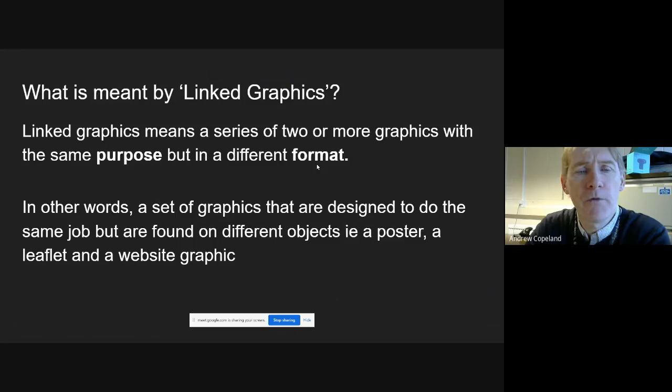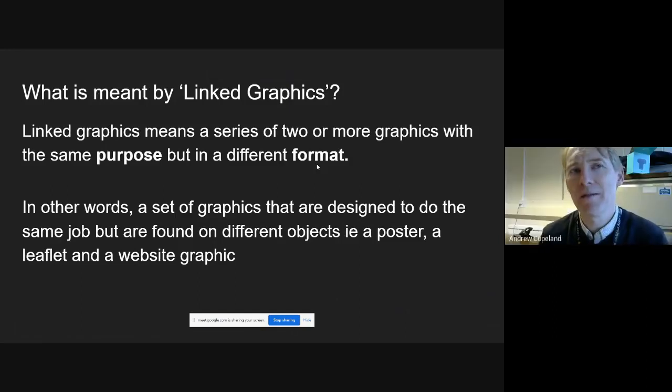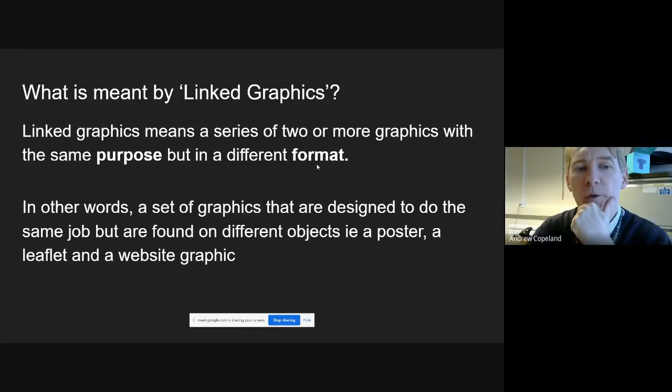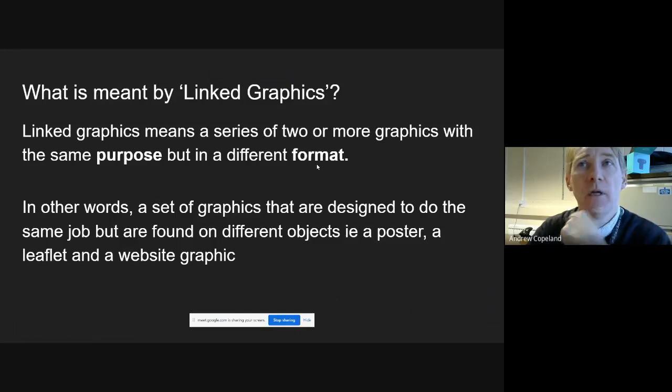And can you give some examples of a job that a graphic might do? Some example purposes that a graphic might have? Entertainment, advertisement. DVD, that's not one, that's format again. You've got two of the big ones there: entertainment and advertising, or promotional, we call that as well. It could also be decorative, and it could be informational, just like a road sign.